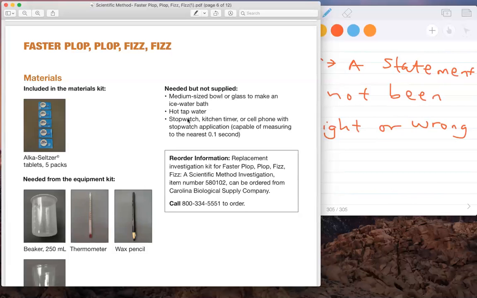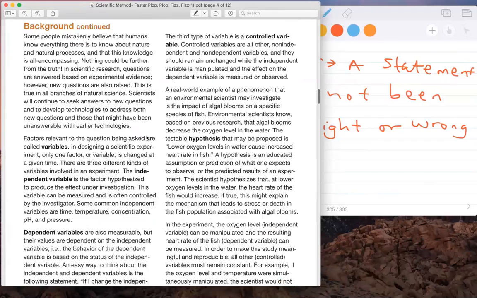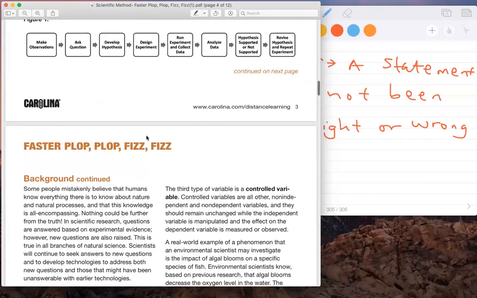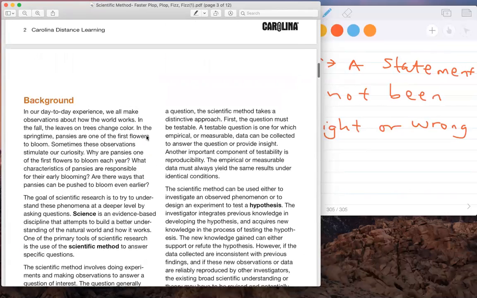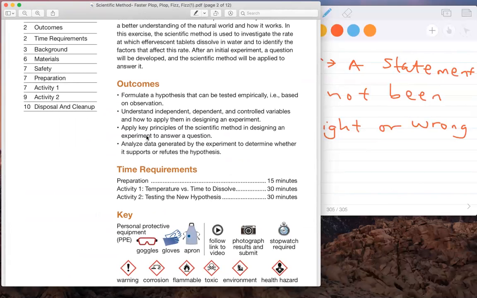You will also need hot tap water, yes, and a stopwatch. You can use your cell phone or a kitchen timer for that. So these are the things that are not in the lab kit. Just to point out, so that when you get started, you don't get stuck and say, oh, I didn't know that I needed ice, I didn't know that I needed a stopwatch, I didn't know I needed an ice bath. So you plan to get that.